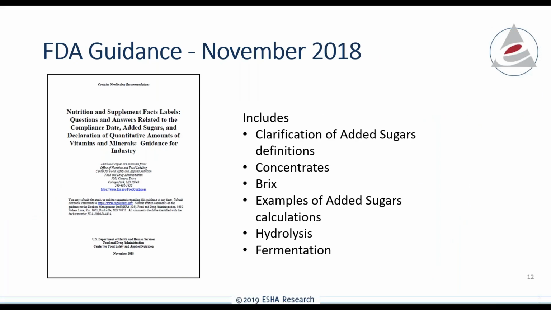FDA guidance that was first published in January 2017 and updated in November 2018 speaks to the FDA's views on certain aspects of added sugars and presents multiple examples for calculating added sugars from juice concentrates and provides much more technical detail on bricks, hydrolysis, and fermentation. We also have a separate webinar that discusses these topics from a more technical approach. So I invite you to take a look at these resources for more instruction. You can find the archived webinar on the ESHA website, and we'll include a link to the guidance and that webinar in the follow-up email to today's session.